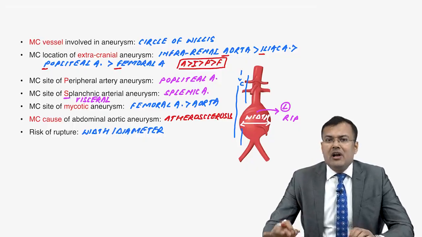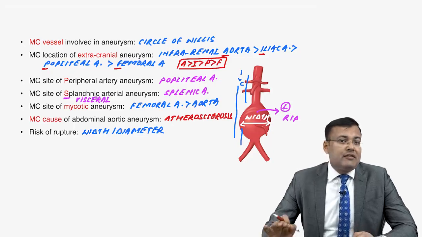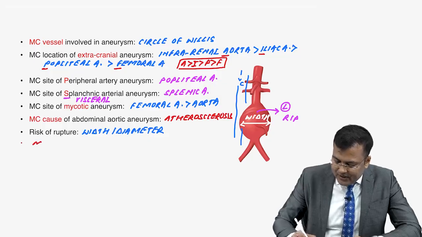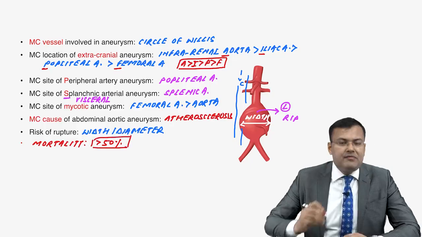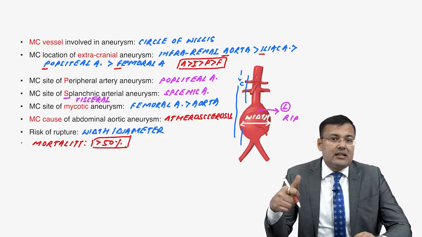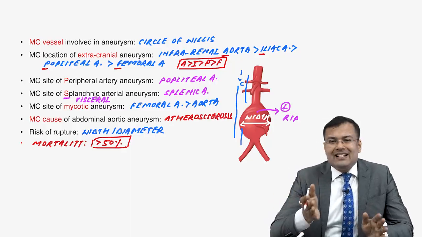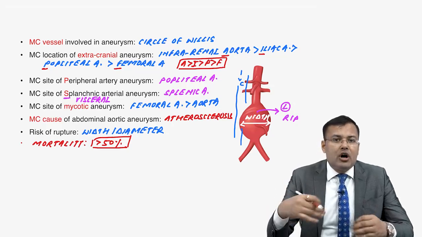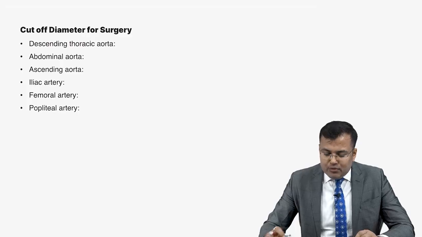Second important question: how much is the mortality in cases of ruptured aortic aneurysm? The mortality associated with ruptured aortic aneurysm is more than 50%. It means it is just like a time bomb. If it is detected early, you should defuse it before it ruptures or blasts. So what is the protocol?